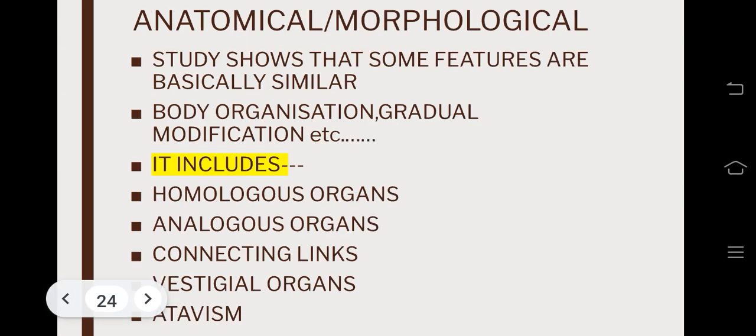Then anatomical or morphological evidences. Anatomical or morphological evidences in the sense, study shows that some features are basically similar: anatomy and morphology, body organization, gradual modifications, etc. It includes homologous organs, analogous organs, connecting links, vestigial organs, and atavism.